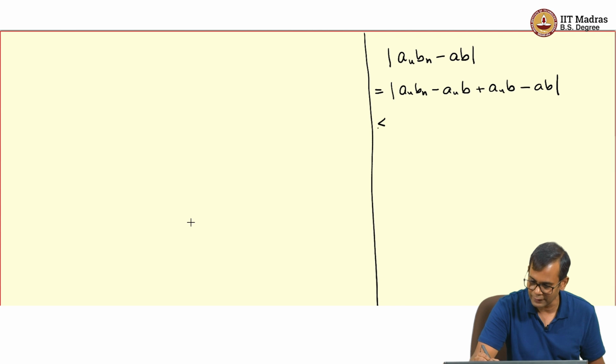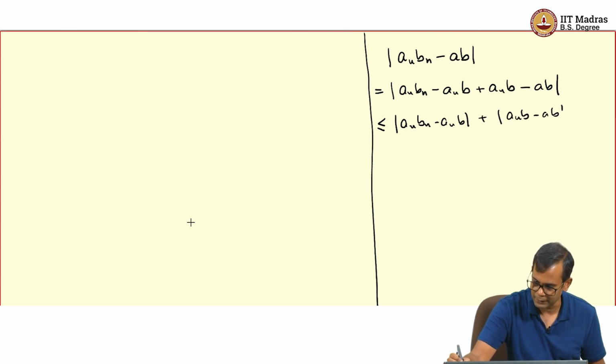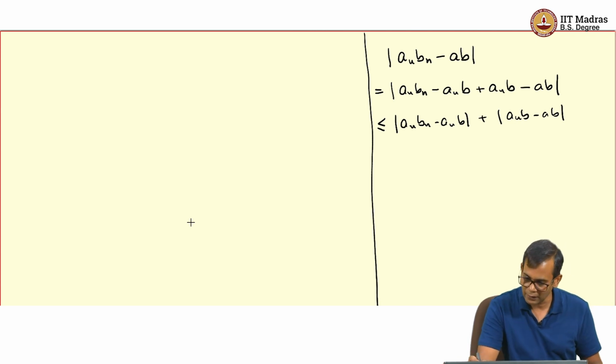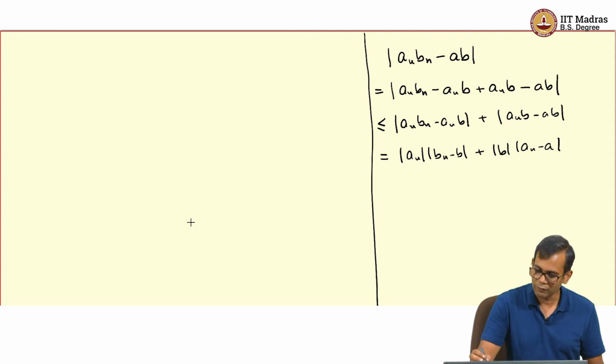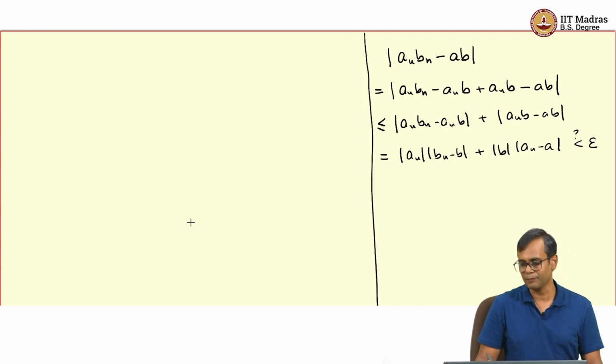Using the triangle inequality, I can write this as |a_n b_n - a_n b| plus |a_n b - ab|. Now we can take a_n out common from the first term and b out in common from the second term. So this is equal to |a_n| times |b_n - b| plus |b| times |a_n - a|. And we want to make this whole thing less than epsilon, right? So how do we do that?